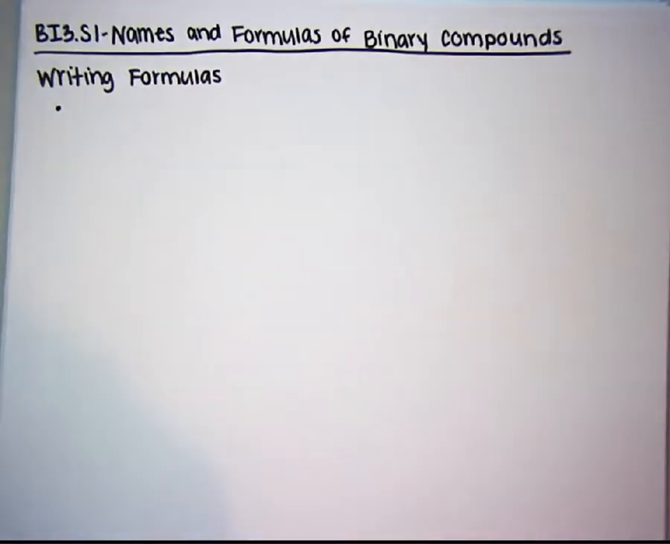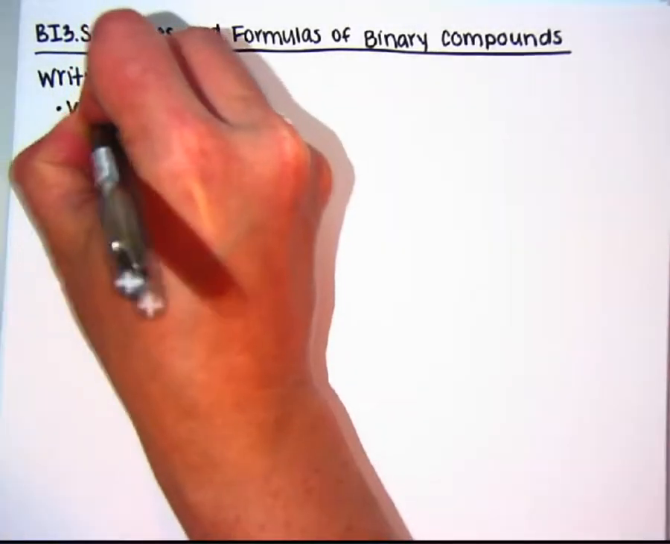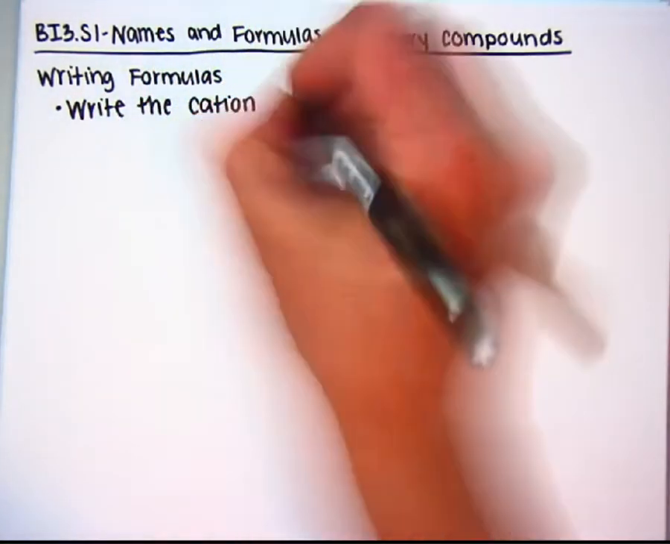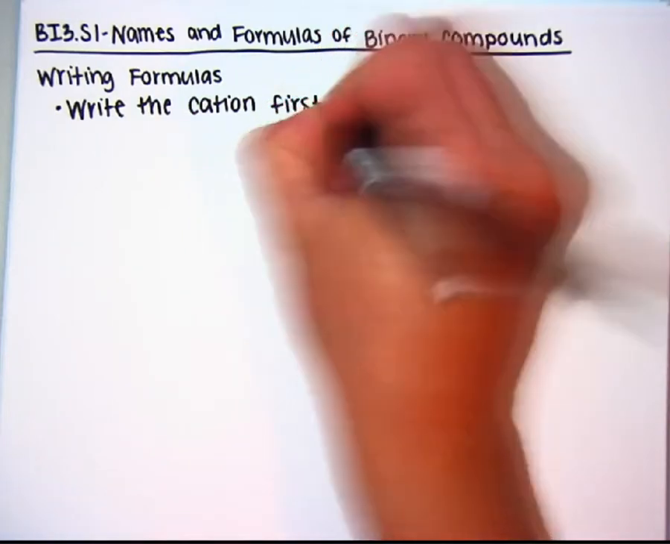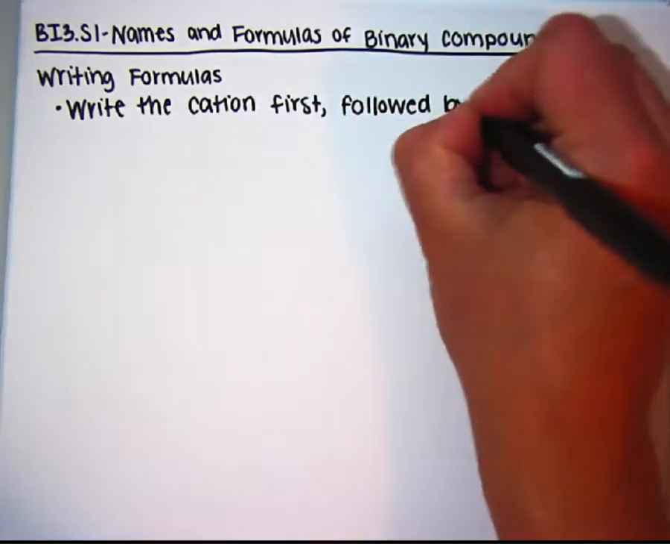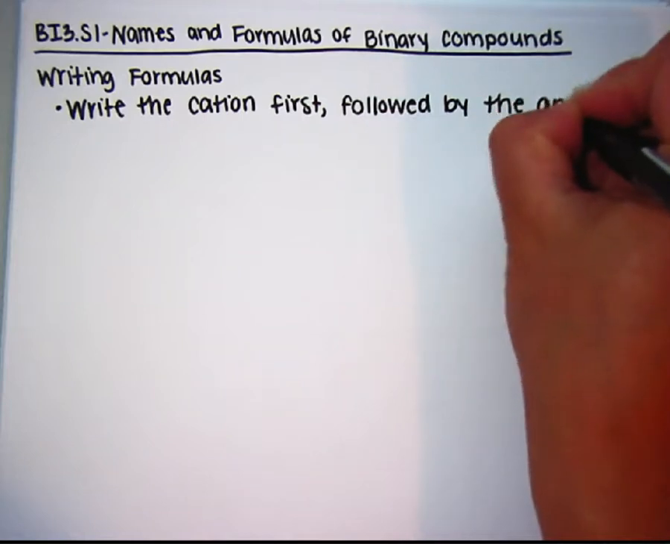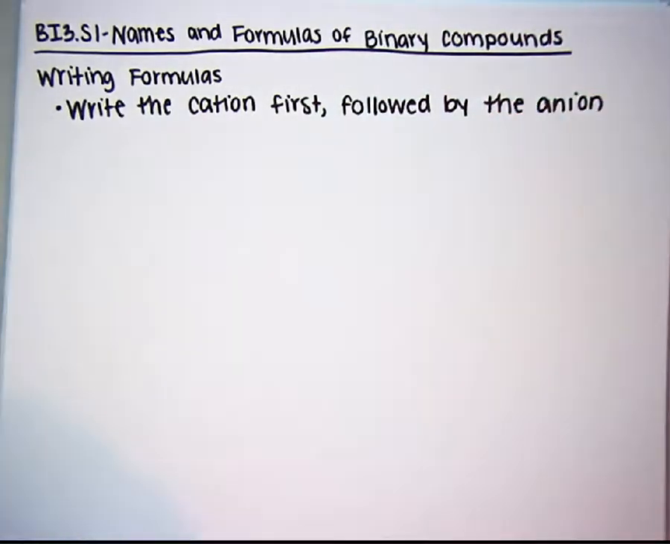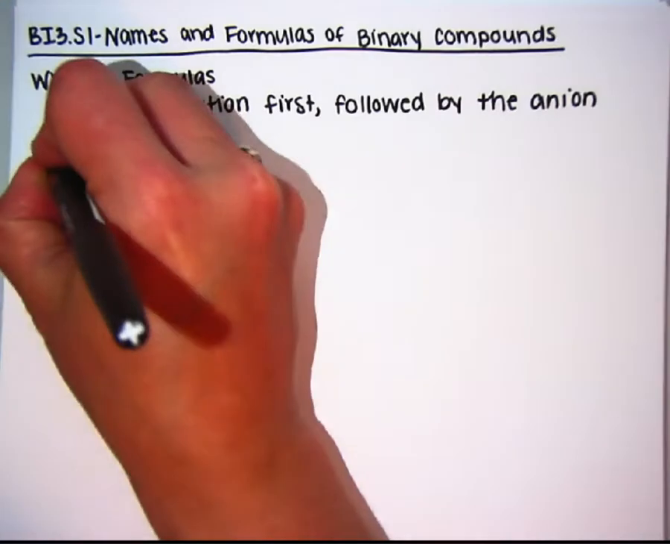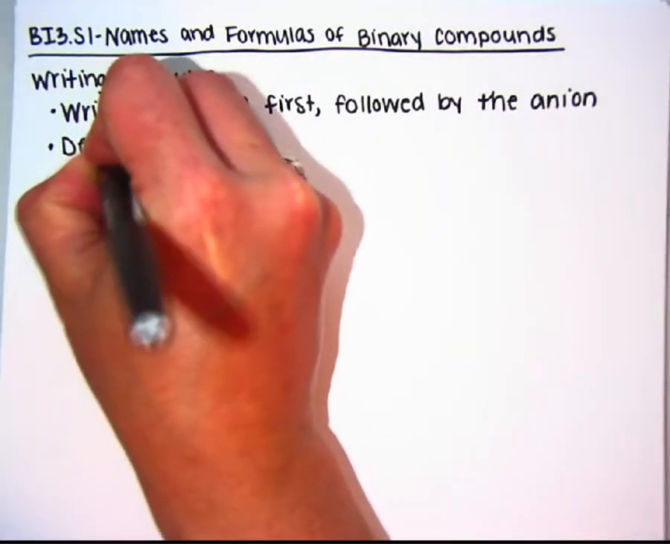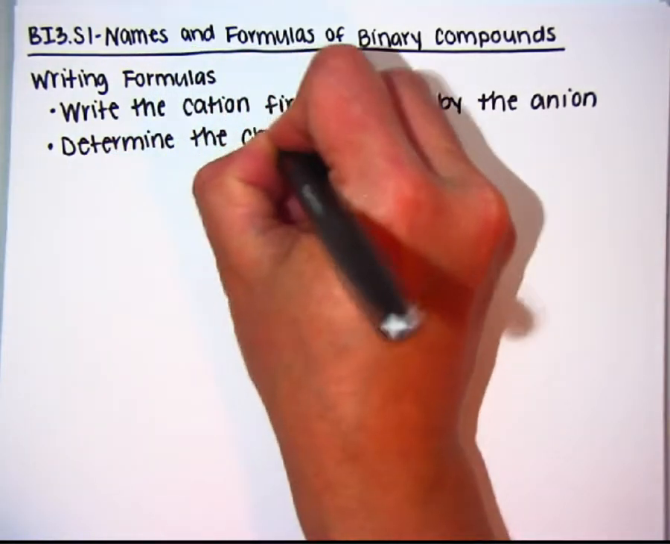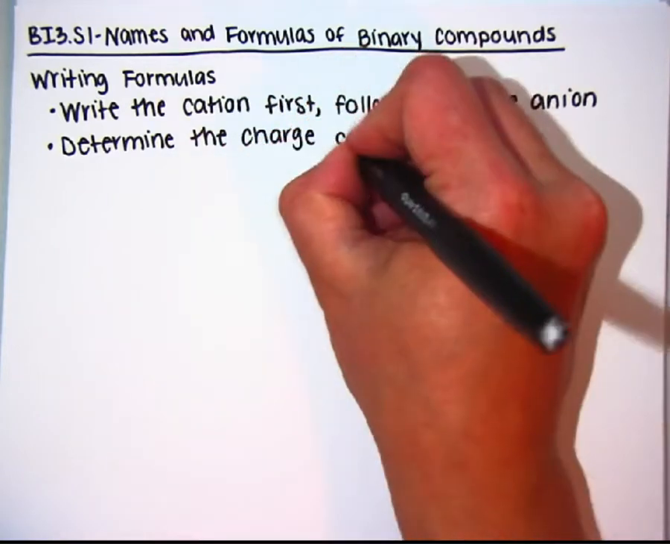So the first thing that you need to know when we are writing formulas is that we write the cation first, followed by the anion. Just like we saw when we did Lewis structures and we wrote some formulas, the cation comes first, the anion comes second. We need to determine the charge of each ion.